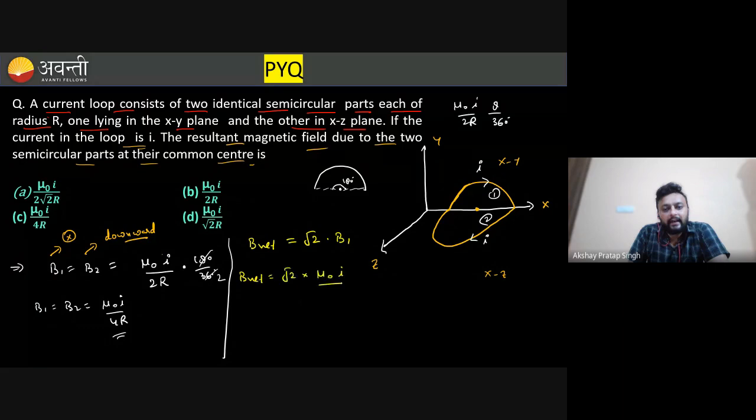Mu naught I over 4r. You can cancel these things and that will be, you can say that B net is equal to mu naught I over 2 root 2 r. This is your correct answer, which is option number A. So correct answer is option A, right? Moving further.